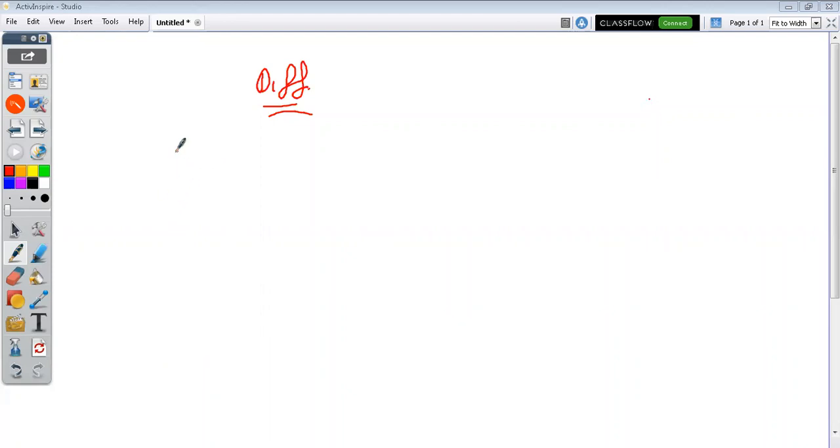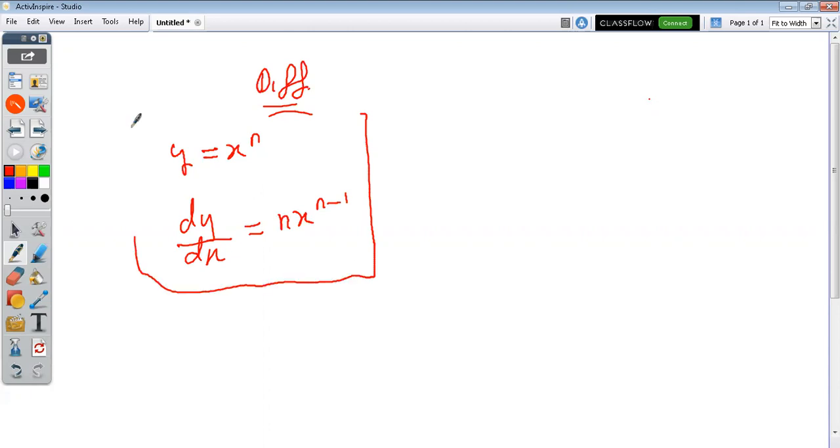We want to start from differentiation, which we know very well. If I have y equals x to the power of n, then differentiating in general, the formula is n x to the power of n minus 1. That's the basic formula that we apply. Of course, we apply different rules, product rule, chain rule, and all that.